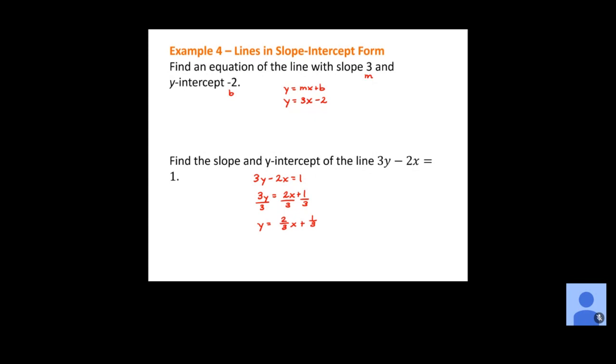All right, now we're looking for slope and y-intercept. What's our slope going to be this time? 2/3. Good. And what's our y-intercept going to be? 1/3. Perfect. Okay. So if they ask for slope and y-intercept, just get your equation in slope-intercept form. Then just look for that m and b value, and that'll give you your slope and your y-intercept. Any questions on that now?